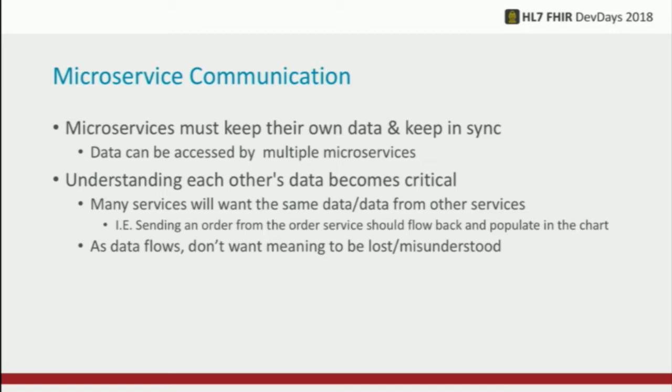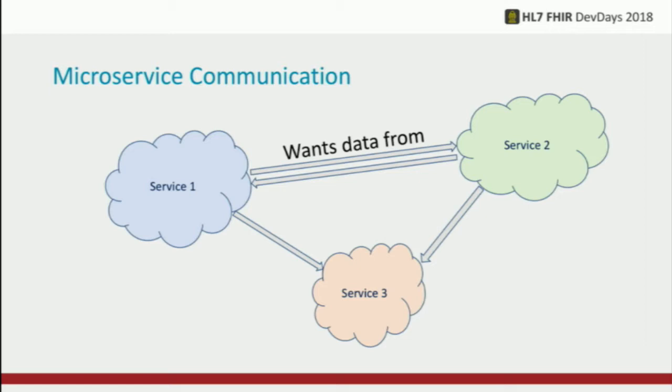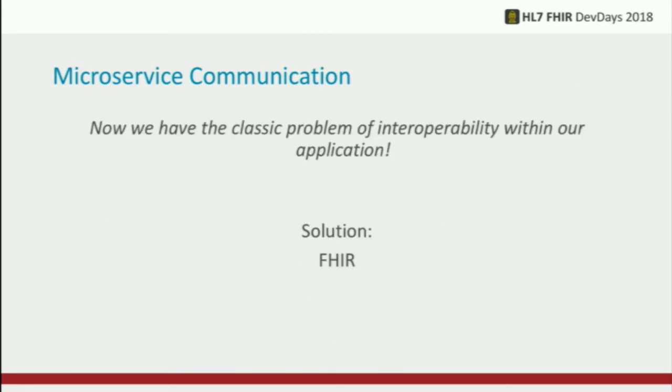Okay, so now we're in a land where we have microservices, and every microservice owns its own data, but it still needs data usually from other services. Like the chart microservice probably sends a lot of data around. So you need to keep your data in sync and access it through multiple different services. This becomes a critical point: you need to understand each other's data, and make sure that the meaning isn't lost between two different services. So you end up in this world where you have all these separate little services that need data from each other, and this might be a familiar problem in the industry: implementers need each other's data, so it's the classic interoperability problem.